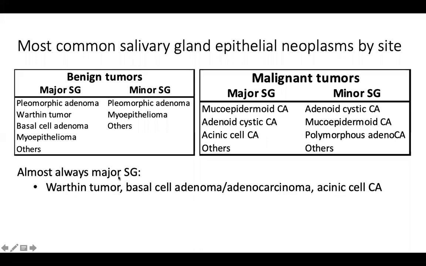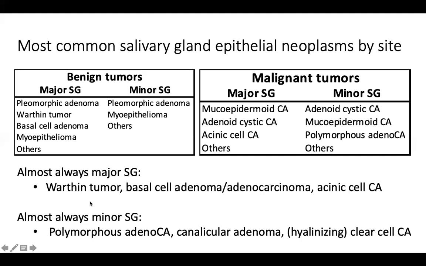So just a reminder, there are some tumors that are almost always in the major salivary gland. These are those tumors. And then there are some that are almost always in minor salivary gland. We already discussed polymorphous adenocarcinoma. There's also this really unusual lesion we'll discuss called canalicular adenoma. And then finally, clear cell carcinoma, which used to be called hyalinizing clear cell carcinoma. And all of these lesions, you very, very rarely see them in major salivary glands.